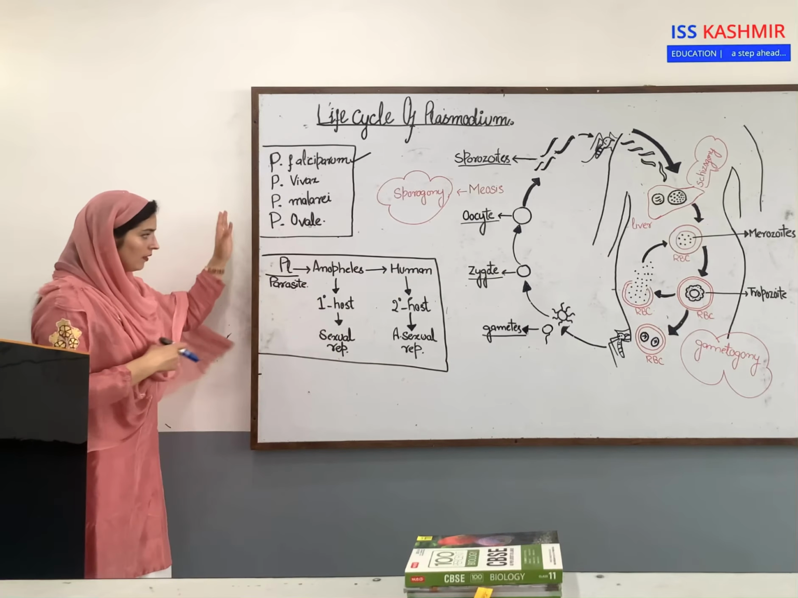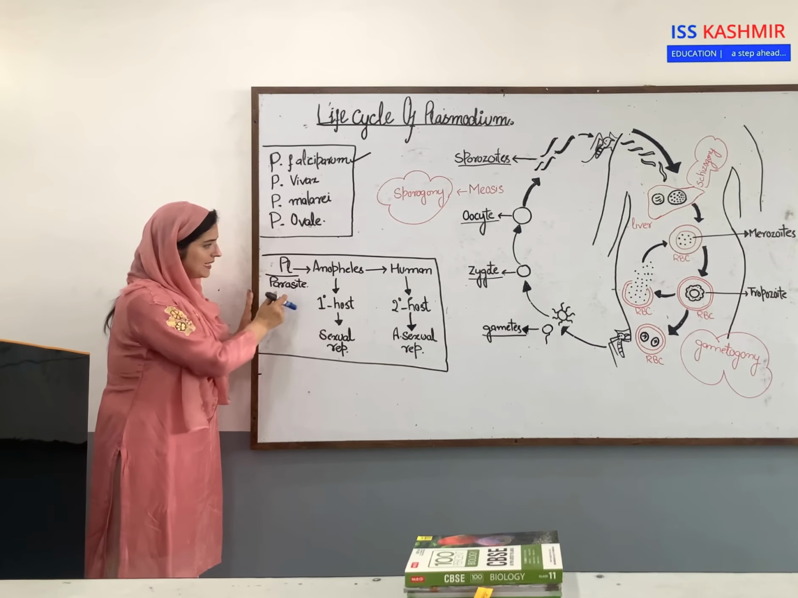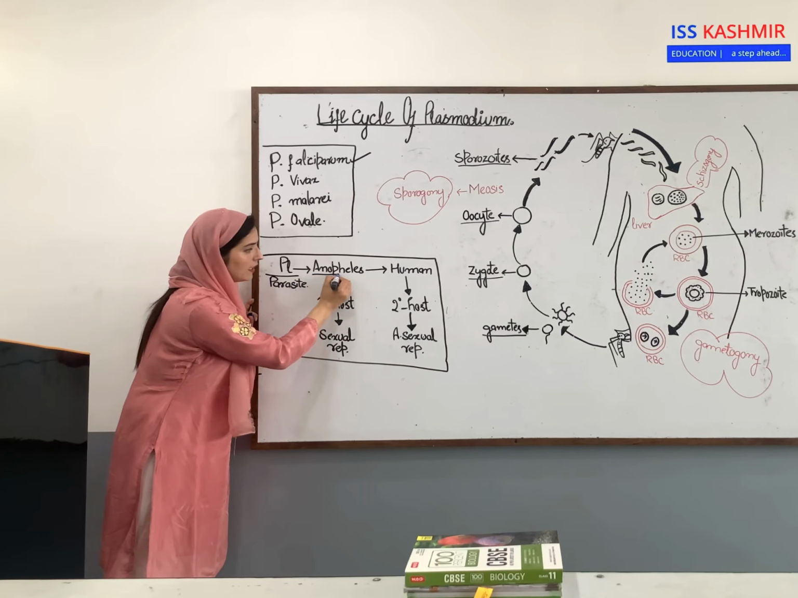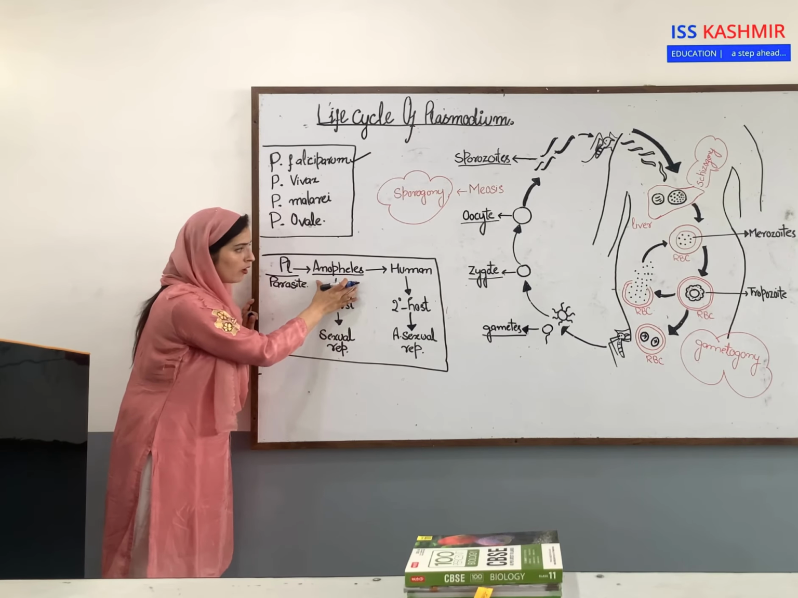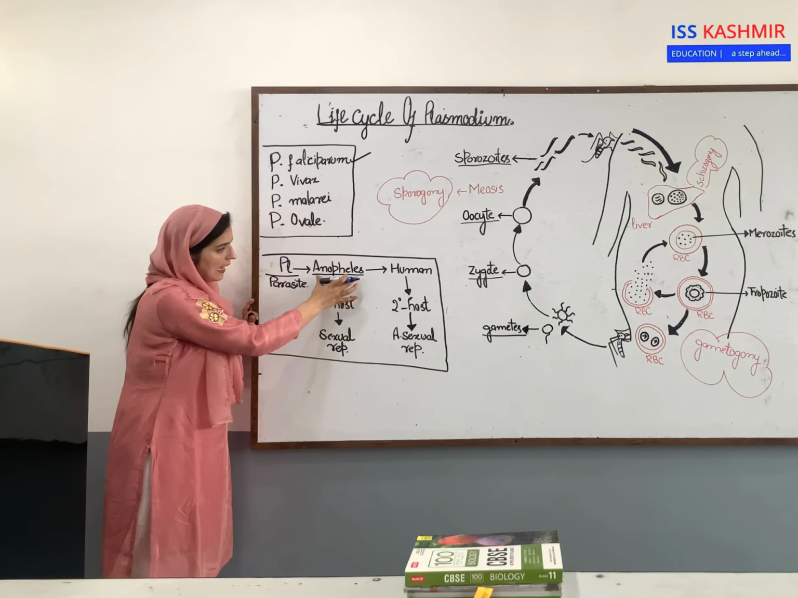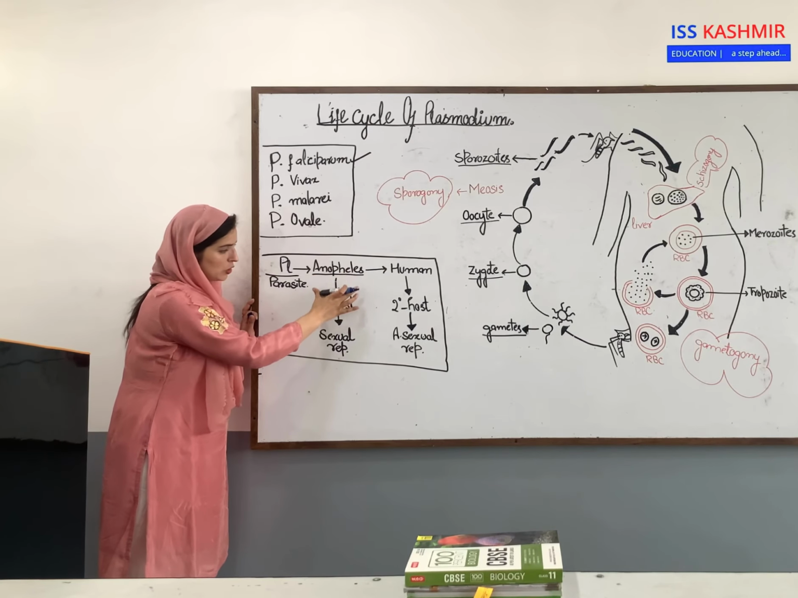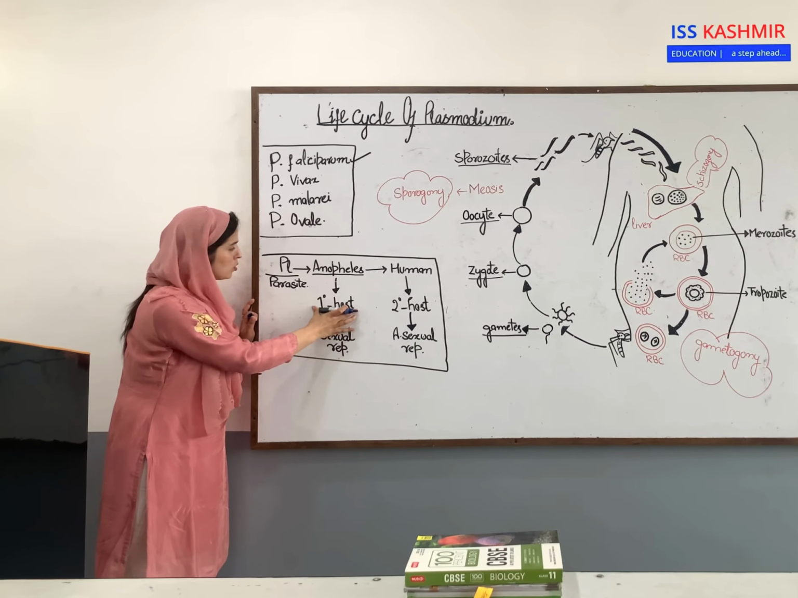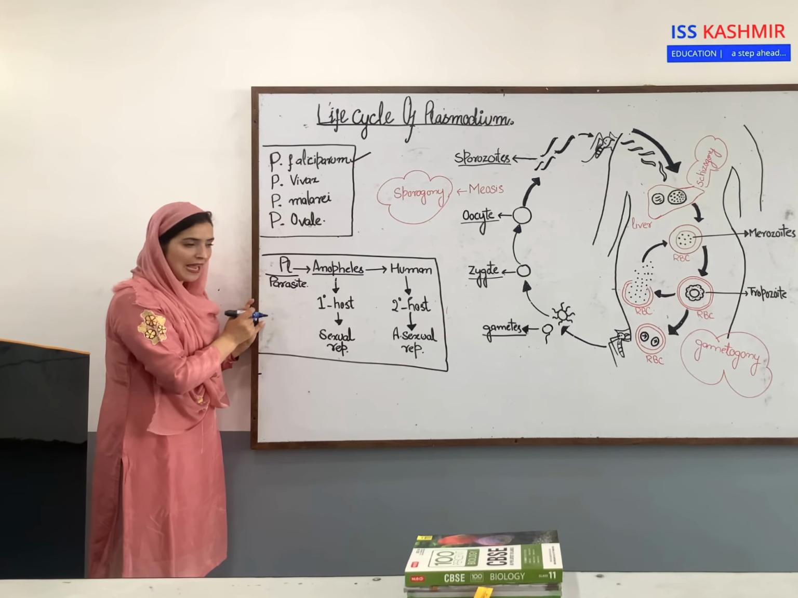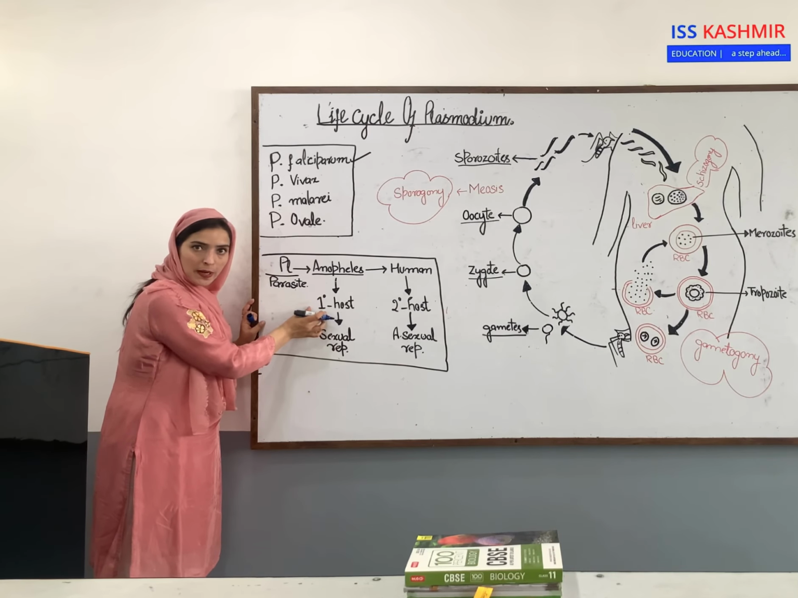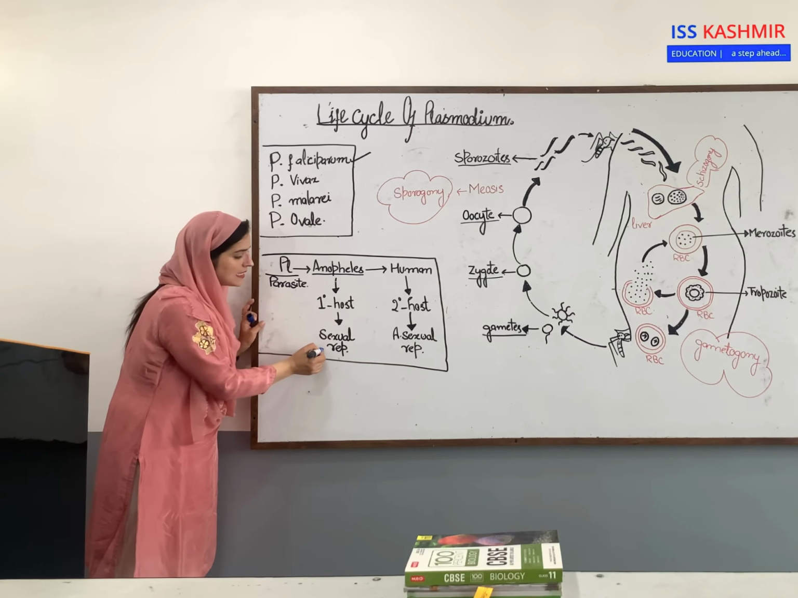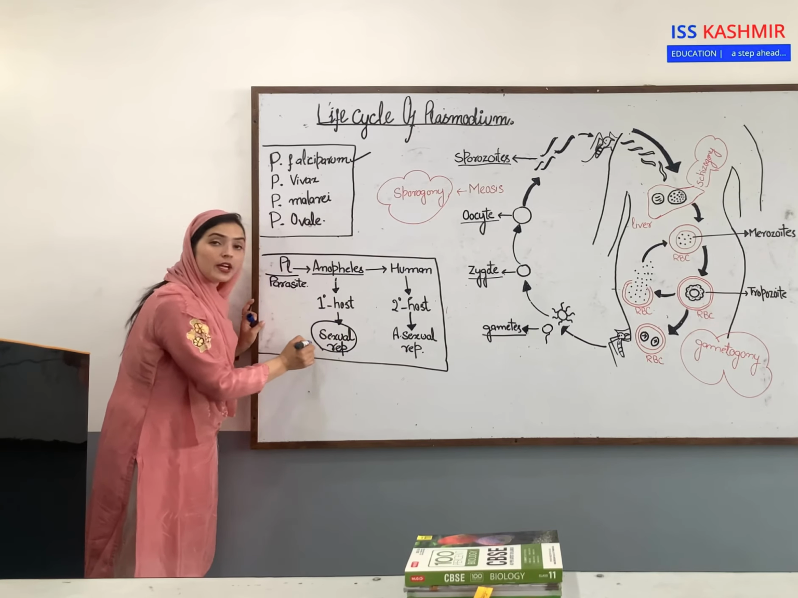Actually, Plasmodium is a parasite that lives naturally in the gut of the female Anopheles mosquito. This Anopheles mosquito is called the primary host of this parasite. And inside the body of this primary host, the parasite completes its sexual reproduction cycle.